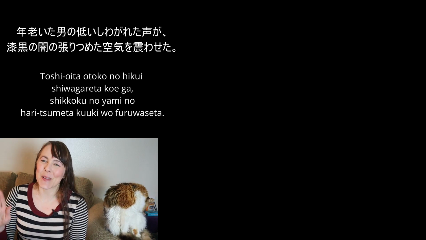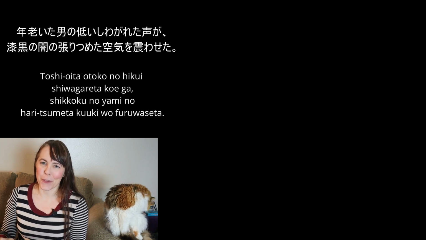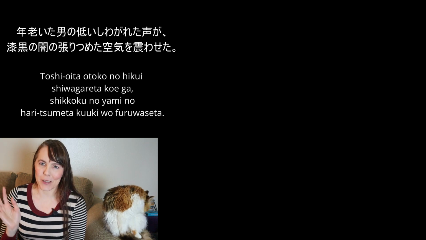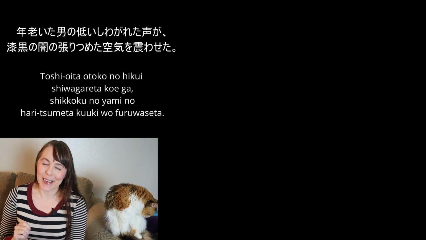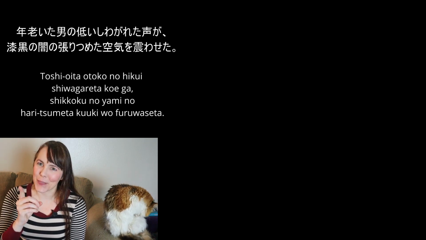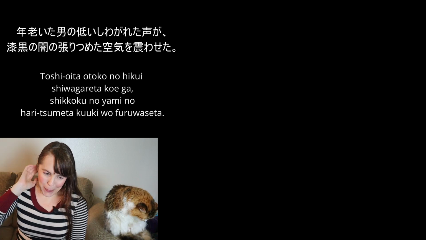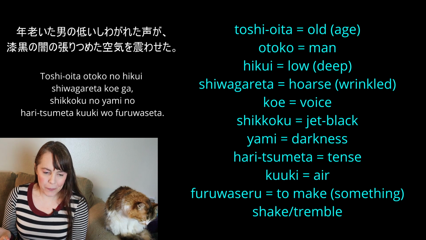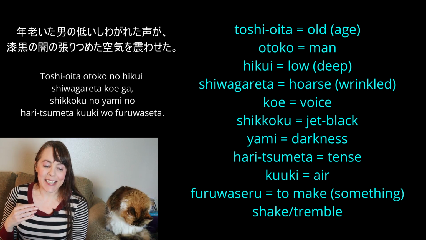I'm reading this kind of slow and stilted on purpose so that you can really hear the words. This isn't how a fluent Japanese person would read this. It would not be so ba-ba-da, by the way. I see you typing that comment right now. So anyway, toshioita otoko, an old man, no hikui shiwagareta koe.